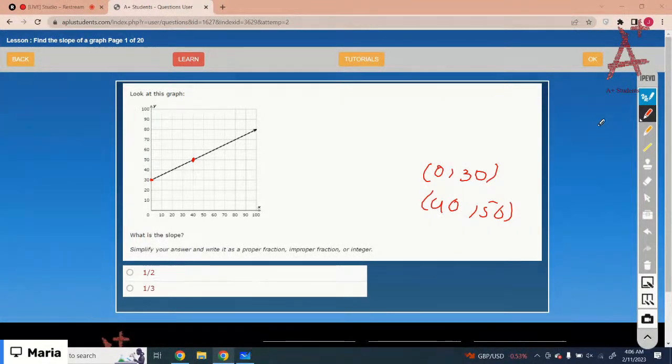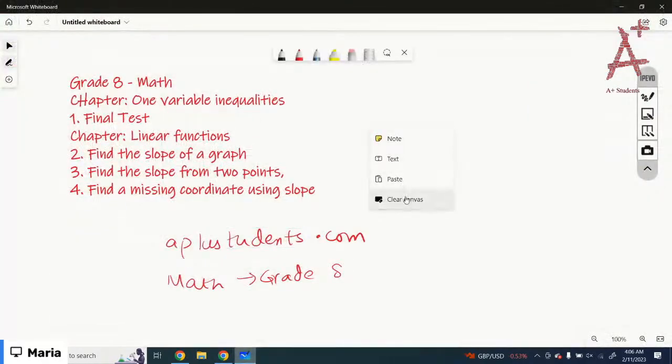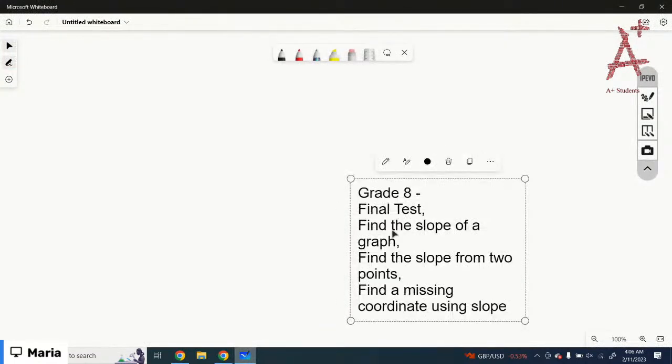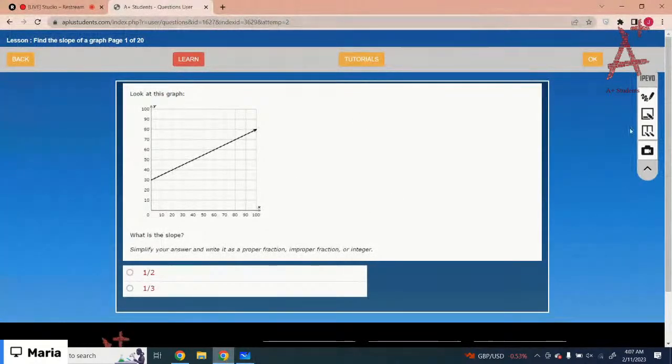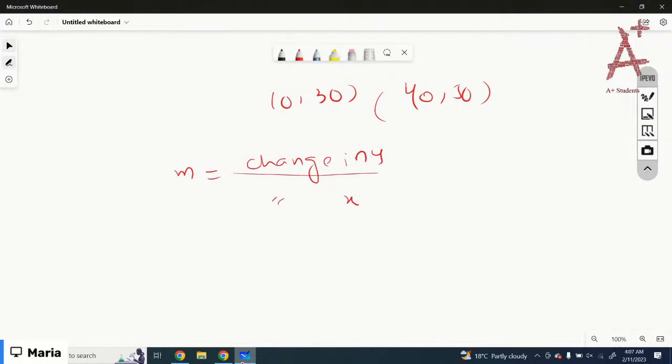Okay, the points are 0 and 30 and 40 and 50. So the slope is m equals change in y divided by change in x. Got it?